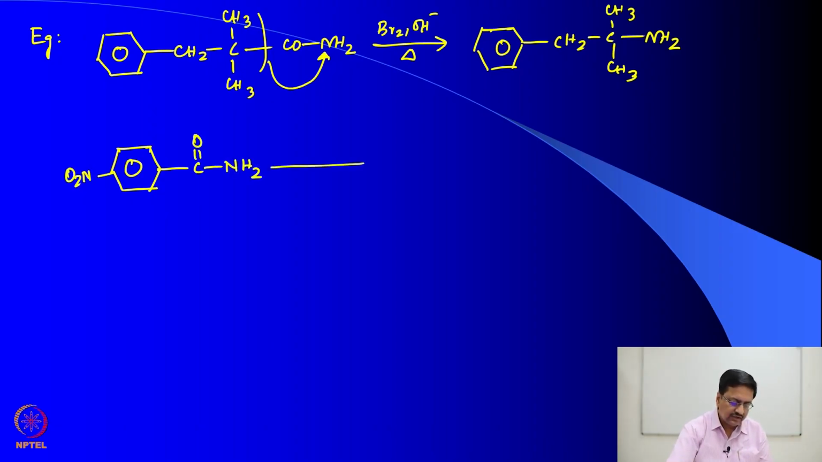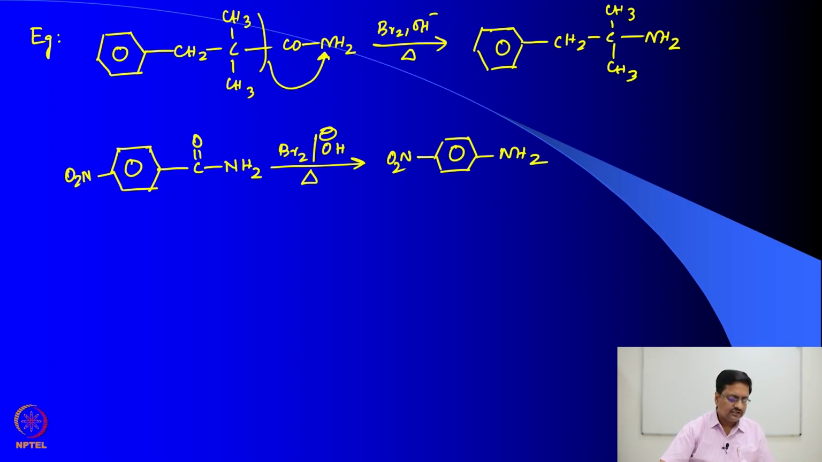In another similar reaction, benzamide with a nitro substitution, in the similar reaction medium, bromine in alkaline medium with heat, reduces to this nitroaniline, para-nitroaniline. So, this is the reaction which is used to make amine from the amides by doing a shortening step. In the next lecture we will discuss a couple of similar reactions where a similar type of mechanism will be discussed.